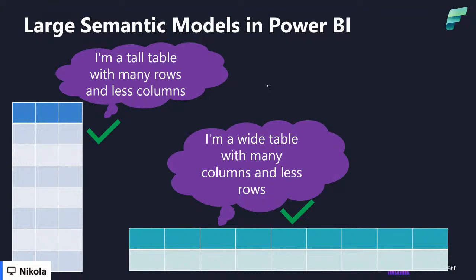Then we have a wide table that has many columns and not so many rows. Dimension tables are usually an example of these wide tables. Sometimes, of course, there are exceptions. You will have a dimension table with millions of records. It happens, but usually dimension tables don't go so far in terms of number of records. So we commonly talk about wide tables as dimension tables.